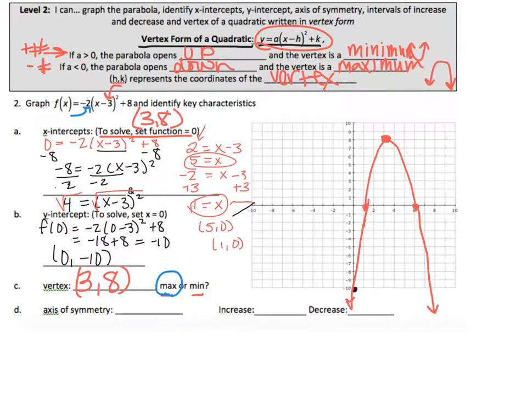The last thing that we have to identify is the axis of symmetry. So again, this is the x coordinate that goes through the vertex. It's going to be x equals 3. It's going to increase. So again, the guy starts over here, and he's walking up. So he is going to be increasing from negative infinity to 3. And then he's going to start decreasing from 3 to positive infinity.